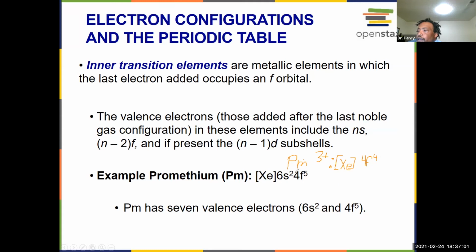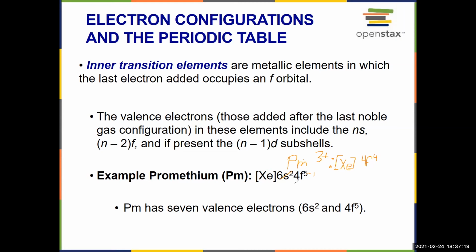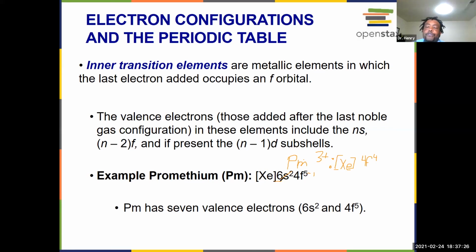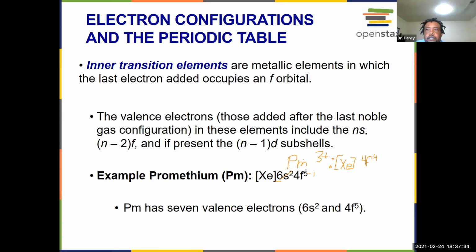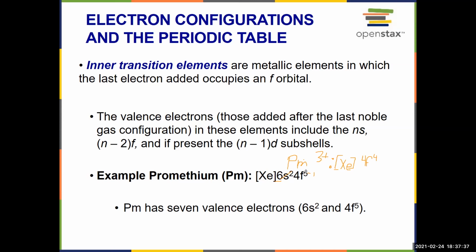Because we will remove the 2 from here first, right? And then we'll remove 1 from the 4. You get it? So the electrons are taken from the highest energy level first. So you take away from the one that has the highest number first. This has a 6, so you're going to remove from that one first, and then you go to the next one. Okay.